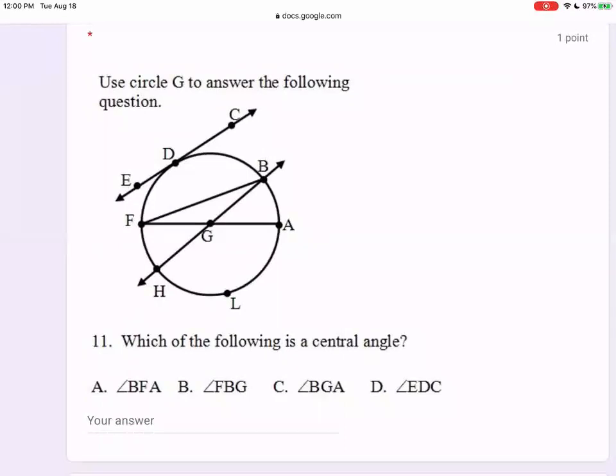So remember, the word central angle has the word center in it. So it's an angle where the corner of the angle is in the center. So which of these 4 has a corner, a vertex, in the center? C. D.